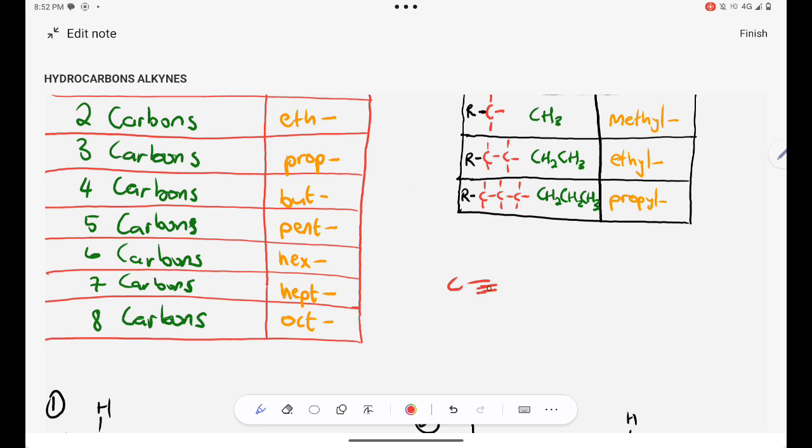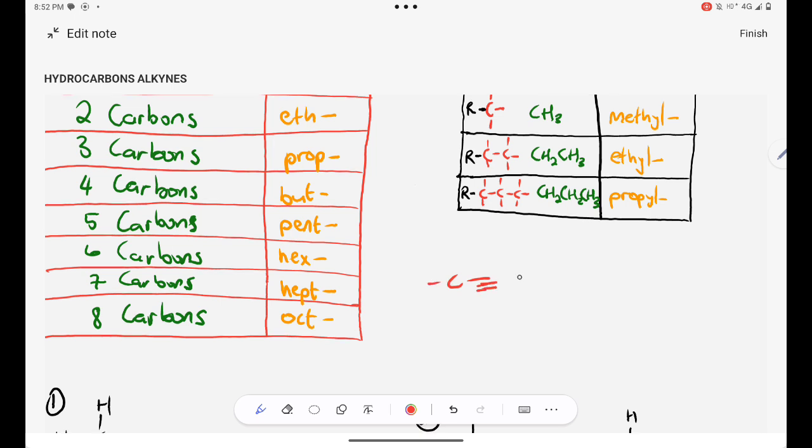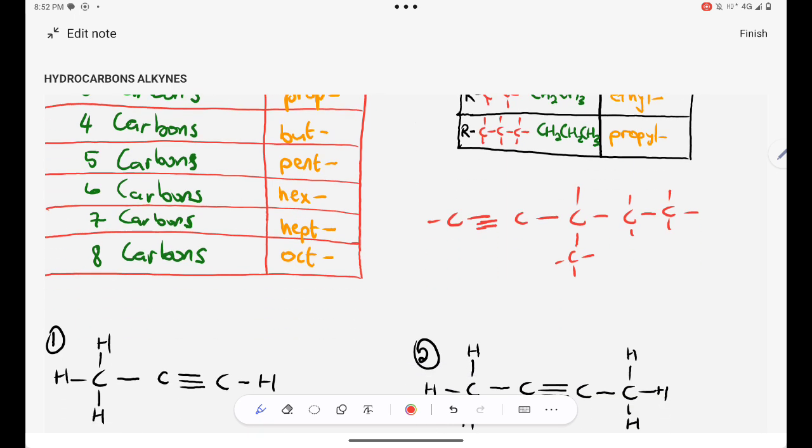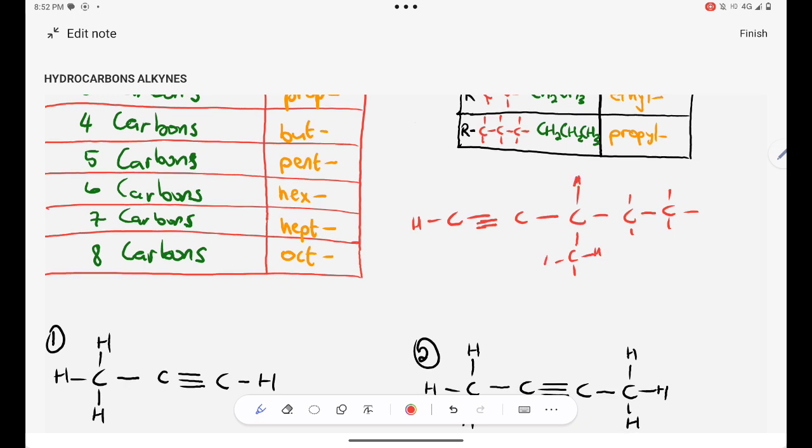Sometimes you have a situation like this, with a side chain. On these lines, guys, please note that you must just write your hydrogens over there.